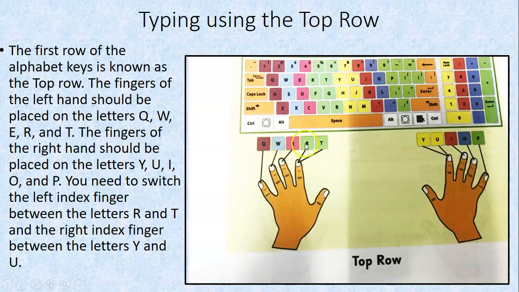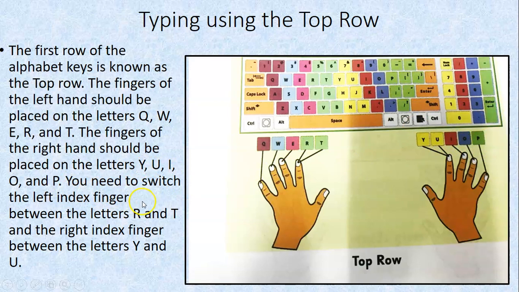Q, W, E, R, and T. R and T is your left hand index finger. Okay. Now here the first row of the alphabet keys is known as the top row. The fingers of the left hand should be placed on the letters Q, W, E and R and T, sorry. The fingers of the right hand should be placed on Y, U, I, O, P.